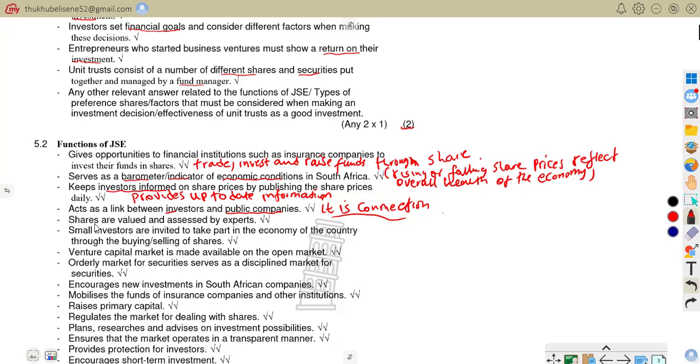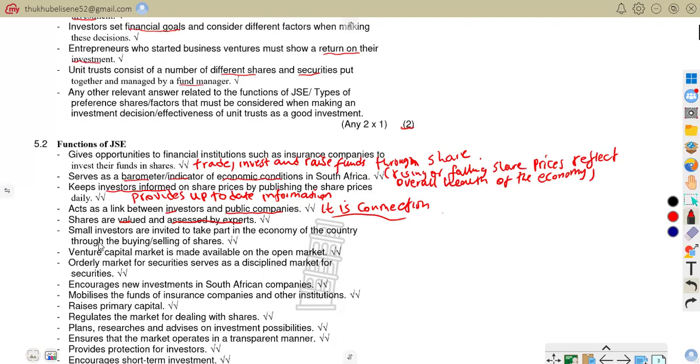Also, shares are valued and assessed by experts. That is another function of the Johannesburg Security Exchange. The analysts evaluate companies' performance for the investors. The analyst is going to try by all means to evaluate the company's performance to the investors. Hope we are together on that.